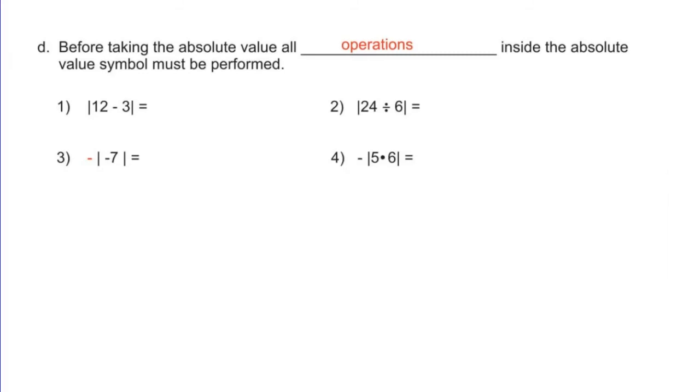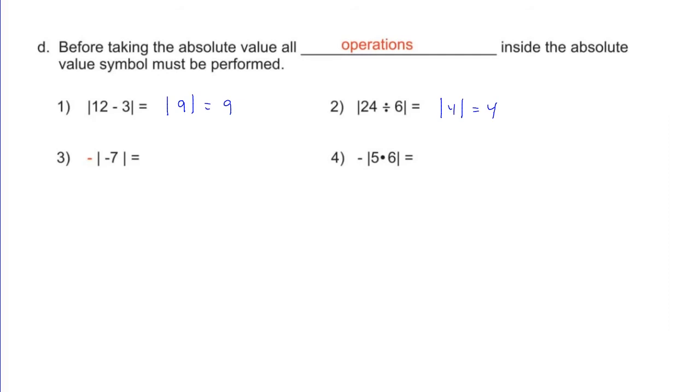So if you look at number 1, what is the absolute value of 12 minus 3? So you want to do the 12 minus 3 first, right? Perform the operation of subtraction. We get now the absolute value of 9. And what is that? 9, right? Because 9 is 9 away from 0. Number 2 there to the right, we all know 24 divided by 6 is 4. And therefore the absolute value of 4 is 4. See how I'm first performing the operation and then taking the absolute value?